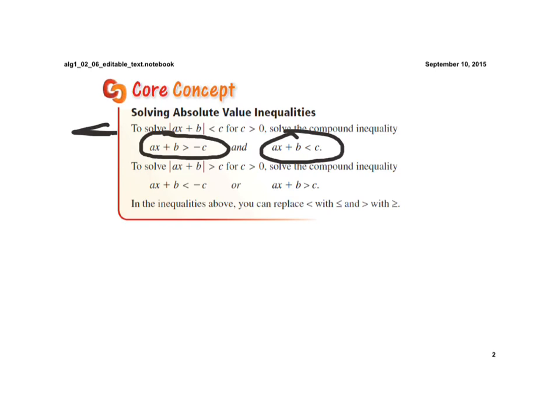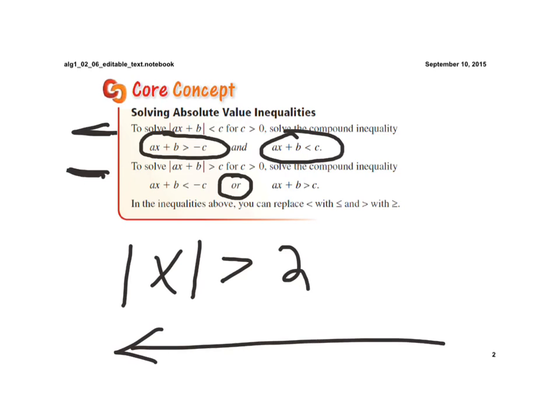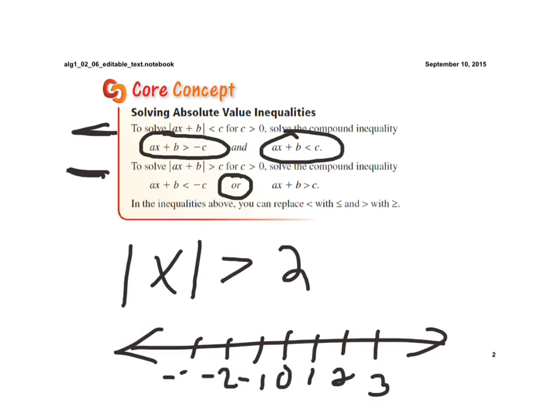Now, if it's a greater than, this will end up being an or. We do the exact same thing, but it's an or. And the reason it's an or, if we have the absolute value of x is greater than 2, then the numbers that are more than 2 units away from 0 on a number line, well, here is this way.